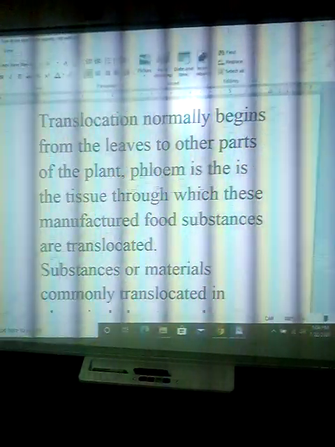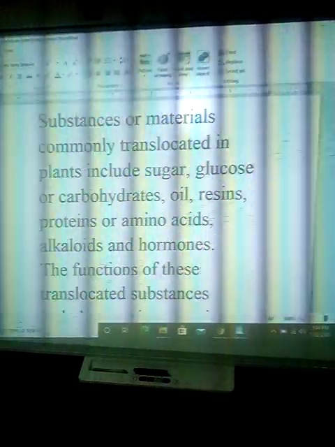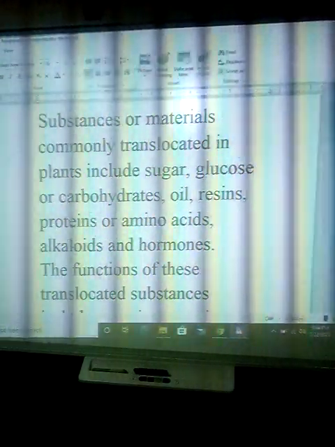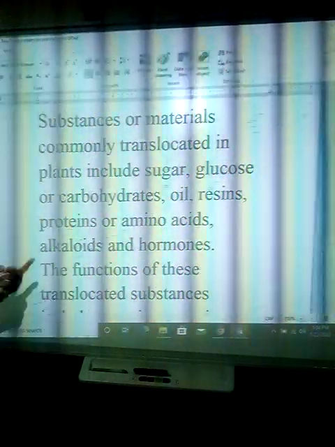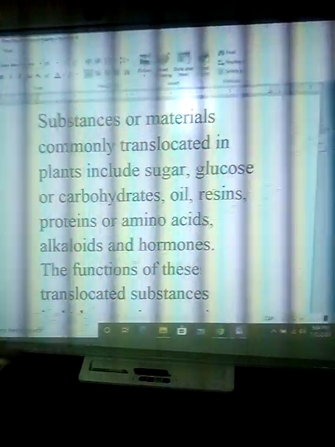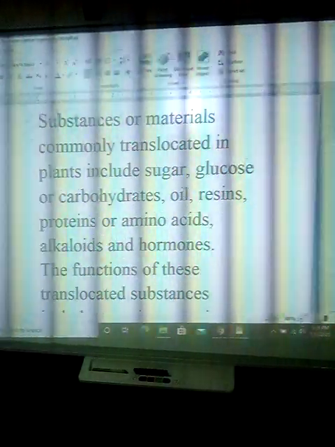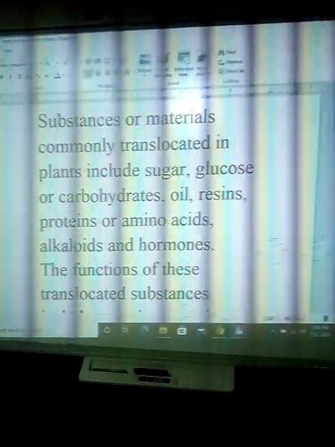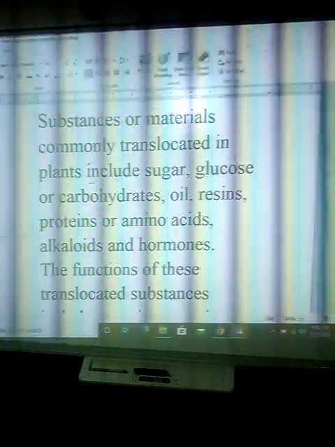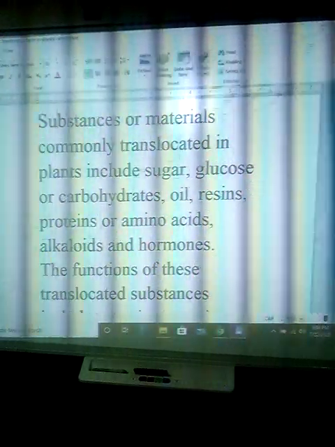Substances that are commonly translocated are sugar, which includes glucose or carbohydrates, oil, resins, proteins or amino acids, alkaloids and hormones. Those are the things that are translocated.